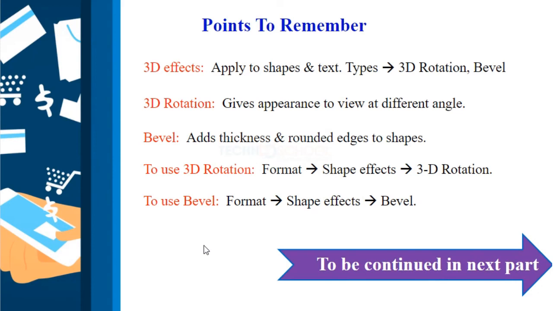Points to remember: 3D effects apply to shapes and text. There are two types, 3D rotation and bevel. 3D rotation gives the appearance of viewing at a different angle. Bevel adds thickness and rounded edges to the shapes. To use 3D rotation, we need to go to Format, Shape Effects, and 3D Rotation. To use bevel, the same steps: Format, Shape Effects, and Bevel.